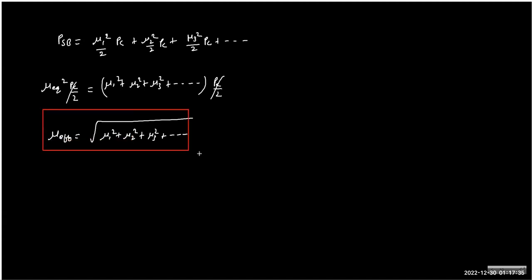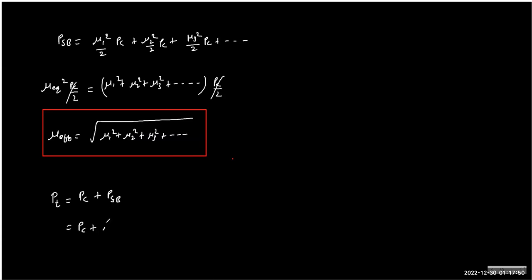So this formula is again useful. Next time you're not going to be disturbed. You can simply say P total is always P carrier plus P sideband, and the sideband you can add directly as mu effective square by 2 PC. These are some formulas which you can always use to solve the more demanding problems. I hope this is not very difficult, or is it?